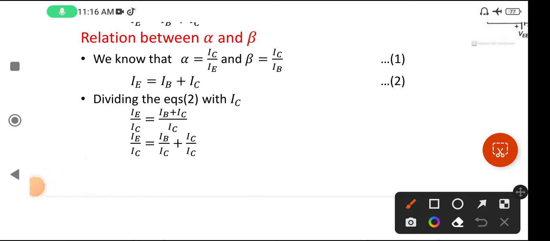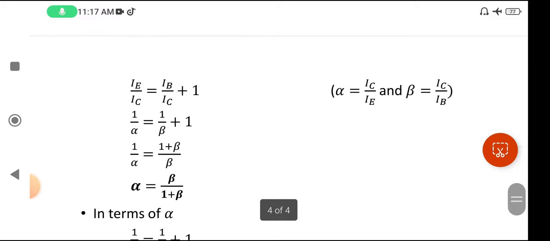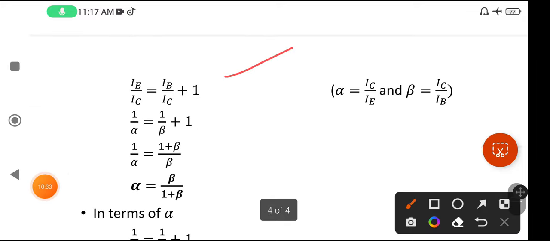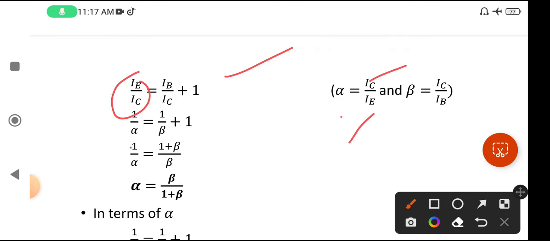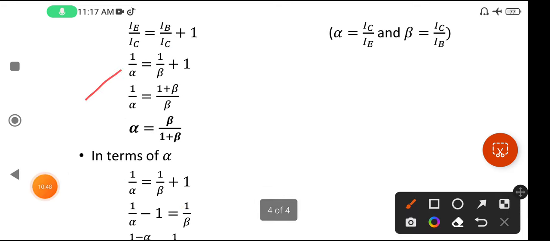Now we know the form IE equals IB plus IC. Divide it by IC and separate the terms, and these two cancel. Then we get this form. Alpha is IC by IE, but here it is in reverse form, which means reciprocal. Beta is IC by IB, so here IB by IC is the reverse form. So we write 1 by alpha and 1 by beta.